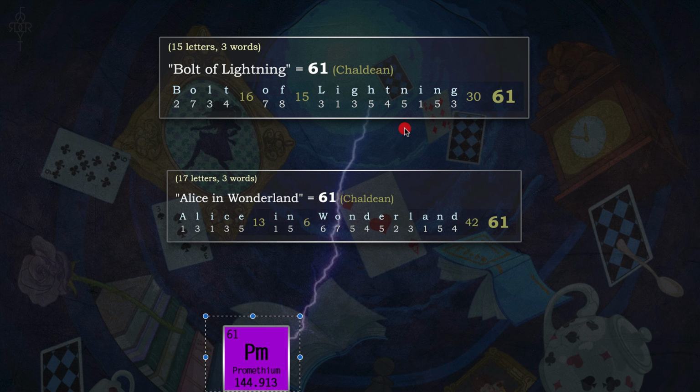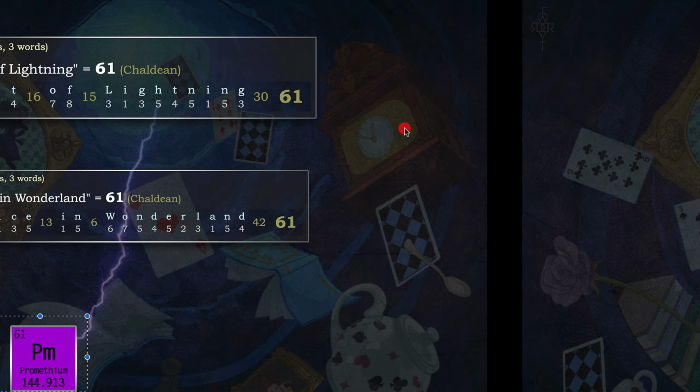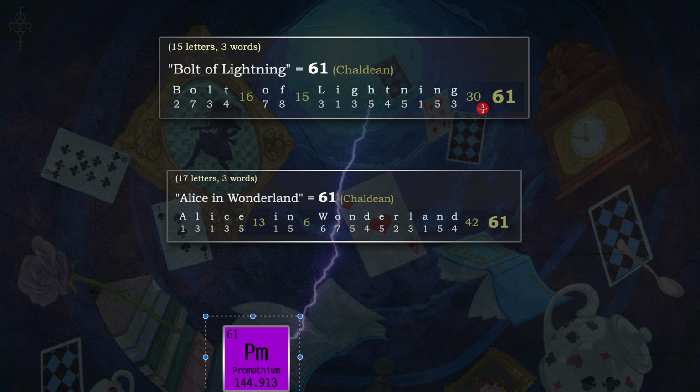Bolt of lightning. I mean, notice the subtleties. How many days of creation were there? 6. Days 1 through 6.